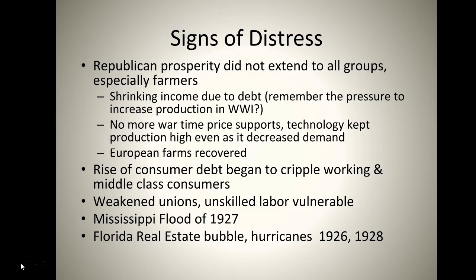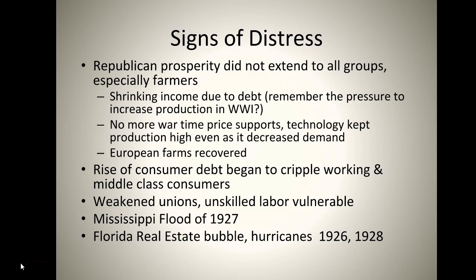And, of course, we have this whole idea of keeping production high. And so American factories are continuing to produce at record numbers, assuming that somehow demand is going to magically keep up when people are really reaching their debt limits and they can't do it. In addition, protective tariffs cut off European markets for American businesses, and this creates a problem. So the rise of consumer credit will begin to cripple the working and middle class consumers. Weak unions are going to leave your unskilled labor very vulnerable during this period.